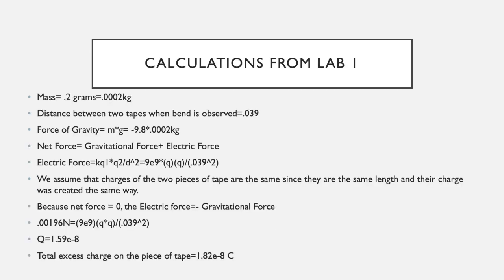On this page, I've included all of the calculations from Lab 1. I calculated the excess charge on the piece of tape using the electric force formula. Because the tape was not moving, the net force must equal 0, making the electric force equal to -1 times the force of gravity. Using the force of gravity equals mass times acceleration due to gravity, you get the force of gravity and can plug that value into the electric force equation so that you get the charge on each piece of tape to equal 1.82 times 10 to the negative 8 coulombs.